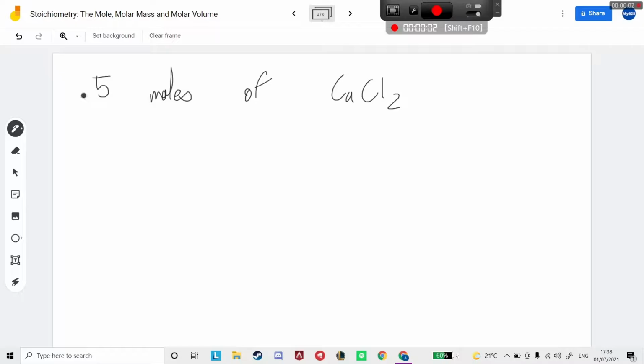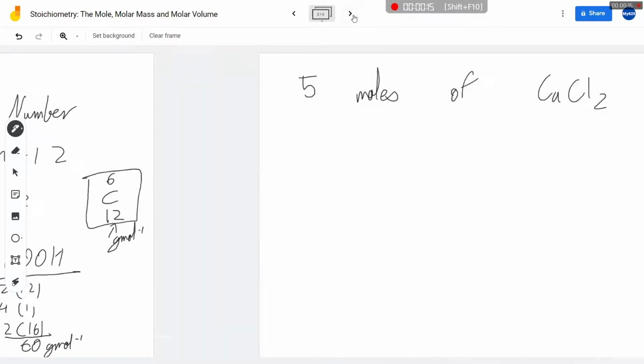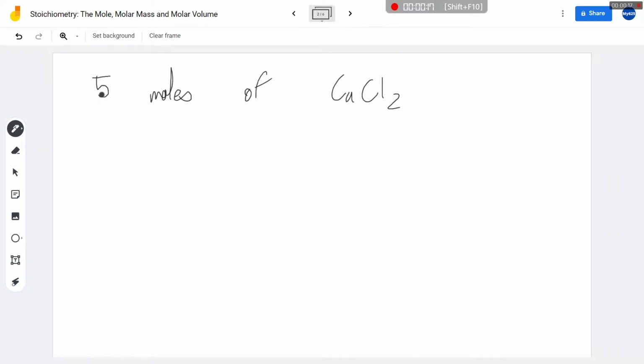Okay, so what about if they give you moles of something and tell you to work out how many grams you have? If we look back to our equation there, if we wanted to go from moles of something to grams, we need to multiply by our relative molecular mass. Let's look at an example. We have 5 moles of this molecule here, CaCl2. So we have moles and we want to work out grams, we need to multiply by the relative molecular mass.